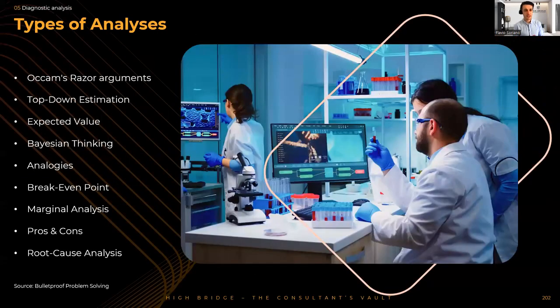So this is the cycle of an associate. The types of analysis are many, right? So we have Occam's razor arguments, which is the simplest possible explanation for something, keeping things slim without hiding any assumptions. So how do we prove that with a minimum number of steps? Top-down estimations is a type of analysis. Expected value, okay, so the payoff versus the probability. Bayesian thinking, the base rate probability, and then how this changes with new facts.